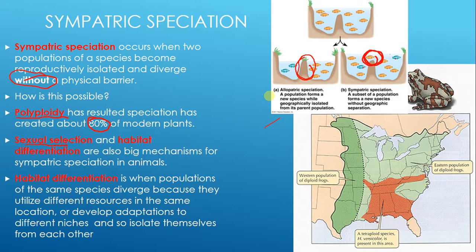And habitat differentiation is also a big mechanism. Habitat differentiation is when populations of the same species diverge because they utilize different resources in the same location or develop adaptations to different niches in the same location. So for example, the green tree frog in the United States diverged sympatrically because different populations started to adapt to conditions in different niches or different locations in their habitat here in central eastern United States, and so they eventually diverged.